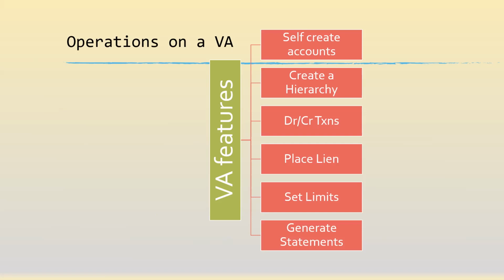Now, there are two more things which you can do through a virtual account, which you couldn't do to a real account. Number one is to create a hierarchy, as we saw in the case of dealer A and dealer A1. And number two, you can actually allow the corporate to create virtual accounts for themselves. In case of a real account, the corporate always has to come to the bank to create a real account. But in case of a VA, the corporate can create them by themselves using digital channels.